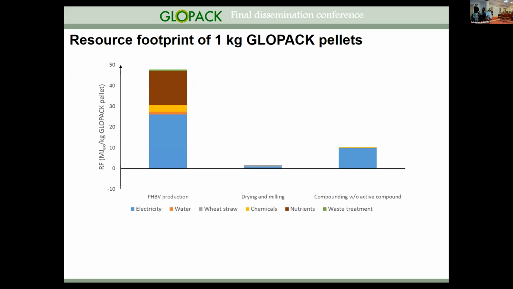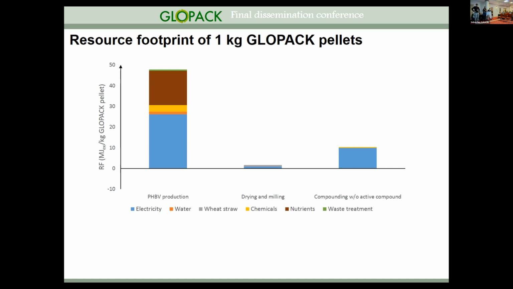If we then come to some results, I focus here first of all on the impact of 1 kilogram of pellets, but based on the resource footprint. So what is the amount of resources needed to produce 1 kilogram of pellets? I have distinguished here the 3 stages: PHPV production, then drying and milling, so it means here the wheat straw is included, and then we have the compounding.